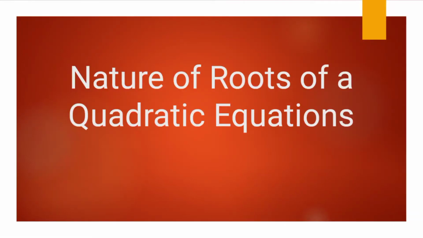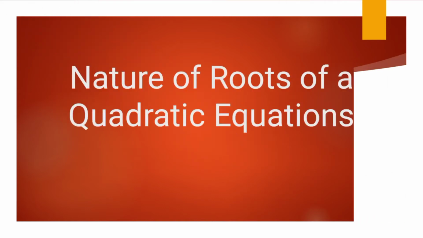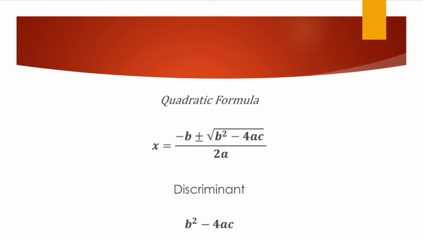So, sa lesson 6 na tayo ng Mathematics 9, Nature of Roots of a Quadratic Equations. Sa quadratic formula na x equals negative b plus or minus the square root of b squared minus 4ac over 2a, ang expression na b squared minus 4ac, ito yung tinatawag na discriminant. Ang discriminant, ito yung gagamitin natin to characterize the nature of roots of a quadratic equation.